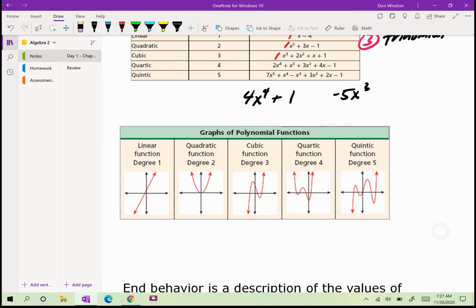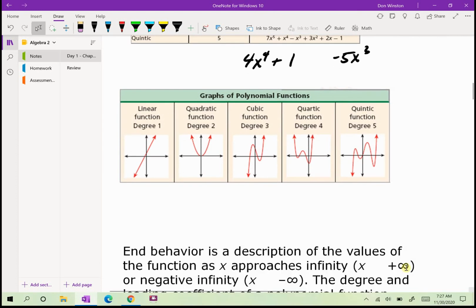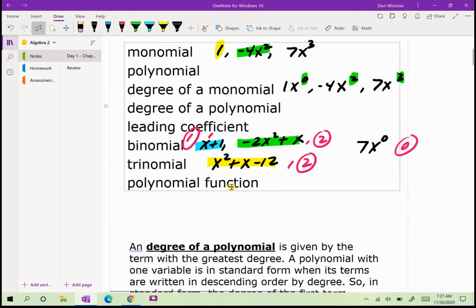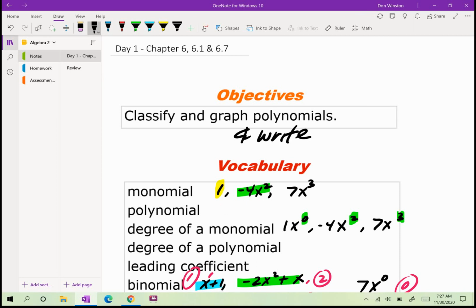Okay, but before we actually get into writing polynomials, because that's one of the objectives today, let's see here. Classify and graph and write polynomials.